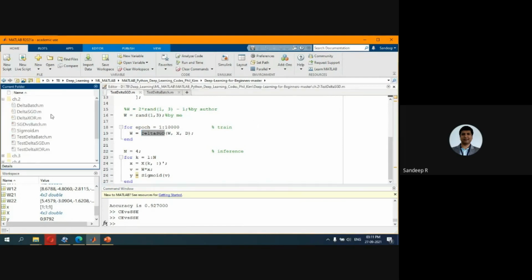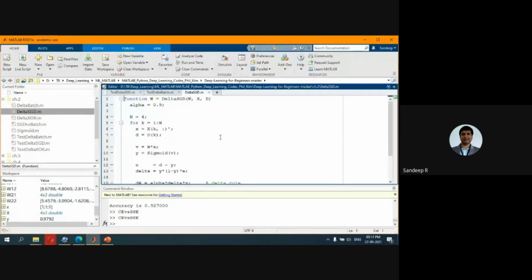Let me go to this particular function, stochastic gradient descent. I've opened it. The inputs are the weight, the input and the data, and alpha, the learning rate. The number of inputs is only 4: 0, 0, 0, 1, 1, 0, 1, 1. The Z parameter is the same, so I'm neglecting it. For all the sets of input, take the input and the corresponding correct output, and V is equal to W into X.